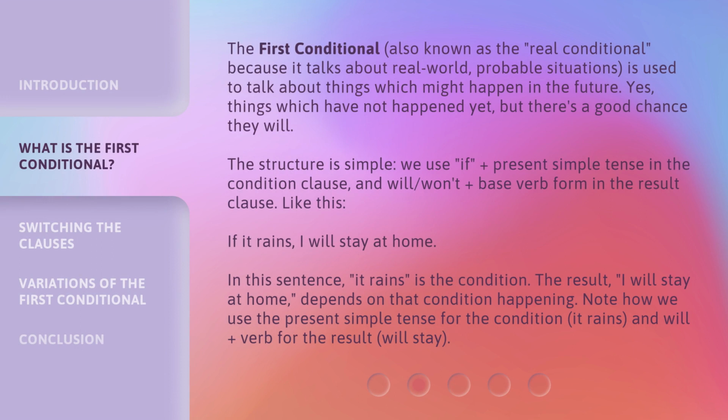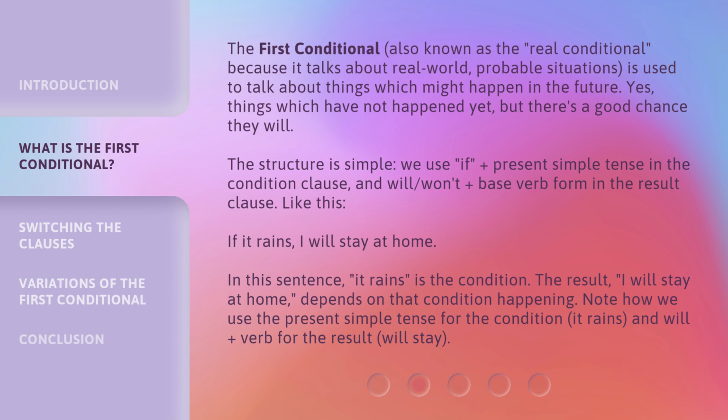The first conditional, also known as the real conditional, because it talks about real-world, probable situations, is used to talk about things which might happen in the future. Yes, things which have not happened yet, but there's a good chance they will.